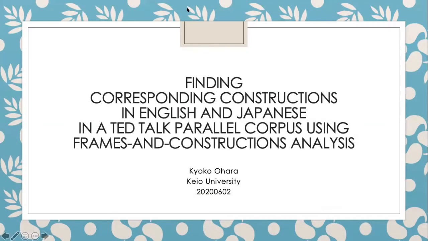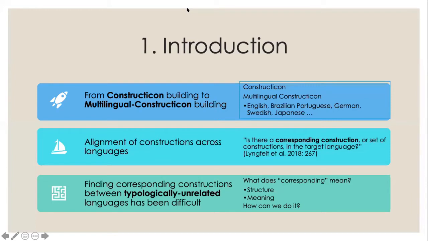So the title of my talk is long: Finding Corresponding Constructions in English and Japanese in a TED Talk Parallel Corpus using Frames and Constructions Analysis. In recent years, researchers in the FrameNet community studied building constructicons, that is, a collection of constructional descriptions in individual languages.